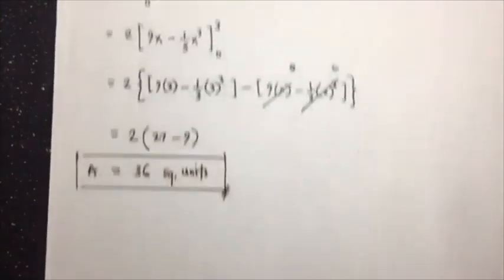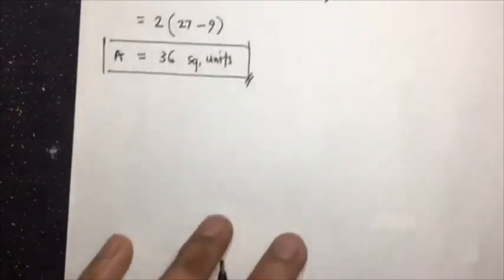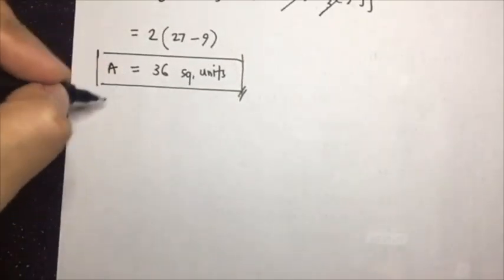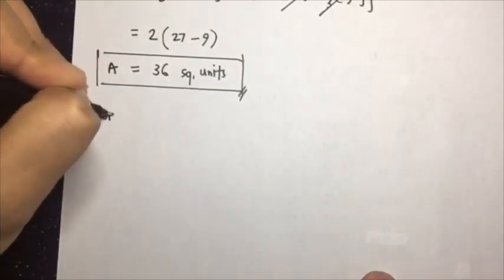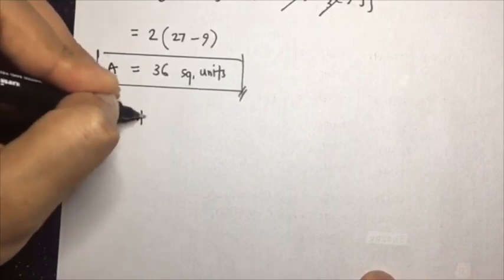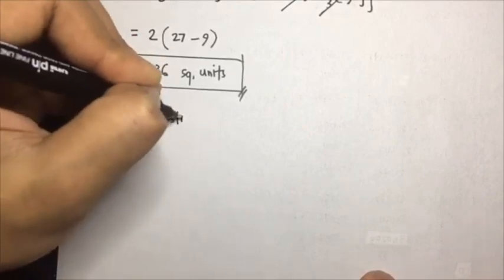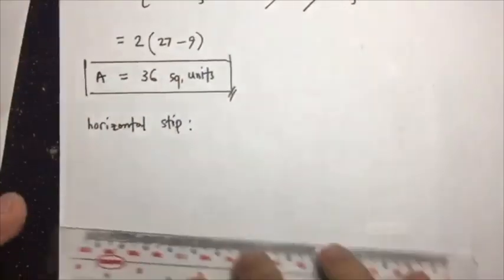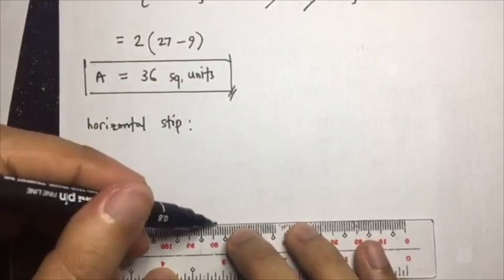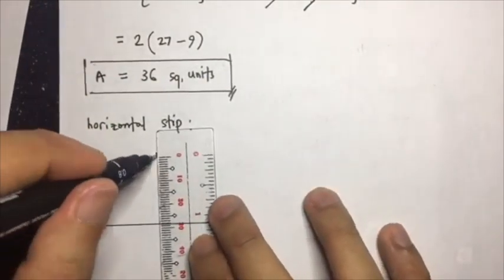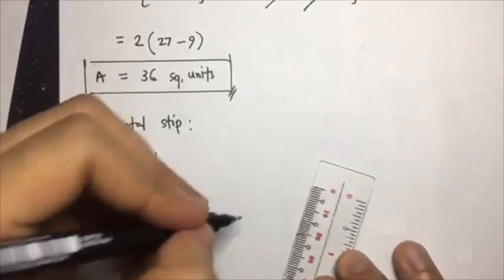How about the second solution, where we will be using a horizontal strip? The first solution was a vertical strip, and now horizontal. Let's draw again the curve. Let's say it's like this, and then this.